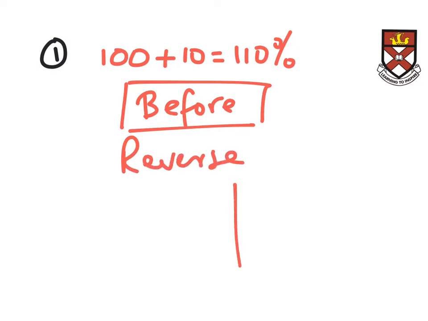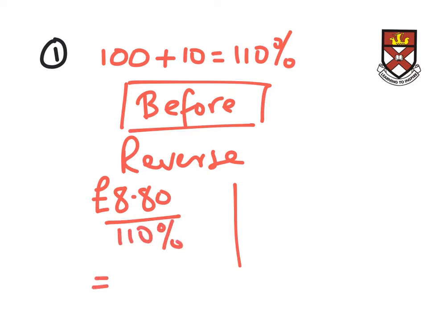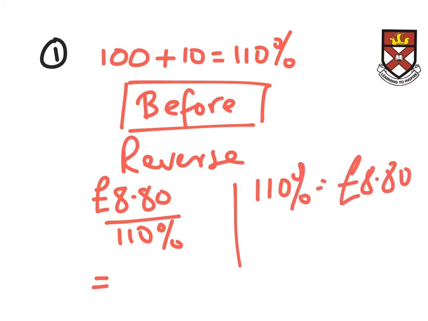Okay, and there's two ways that we can do that. We can either take the new price, which is £8.80, and then divide that by 110% to get your answer, or we can do 110% is equal to £8.80. What is 1%? So what is 100%? So whichever method you prefer.